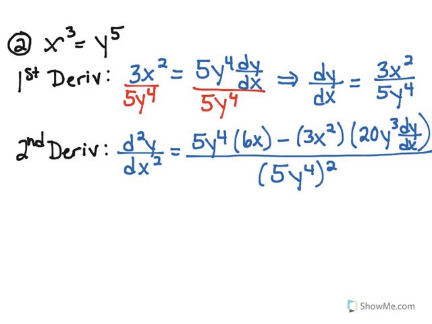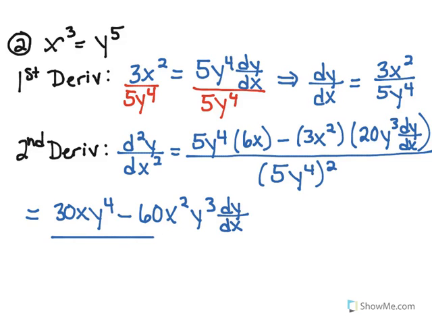All right, if I clean up what I have a little bit for starters, my second derivative so far is 30x y to the fourth minus 60x squared y cubed dy dx all over, now if I do 5 squared I get 25, and if I do y to the fourth squared I get y to the eighth. And it's going to look like there are lots of things that you can simplify at this point. For example, 30, 60, and 25 are all divisible by 5. But before I simplify anything, I need to get rid of this dy dx. That needs to be your next step.